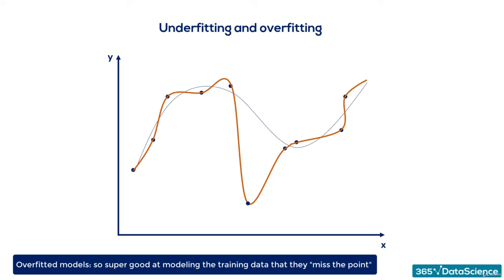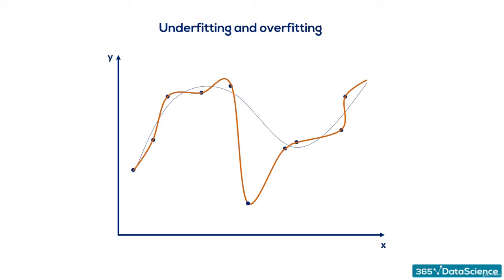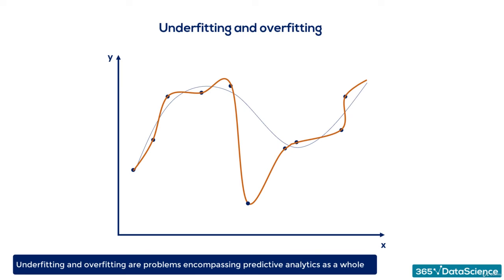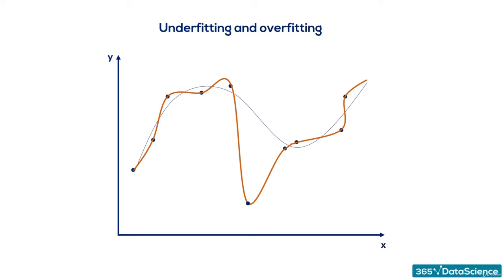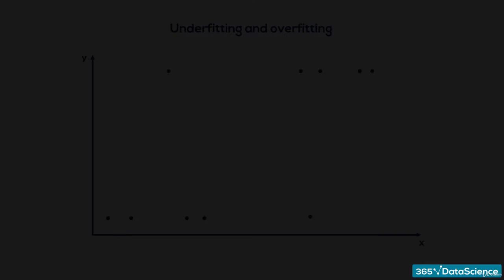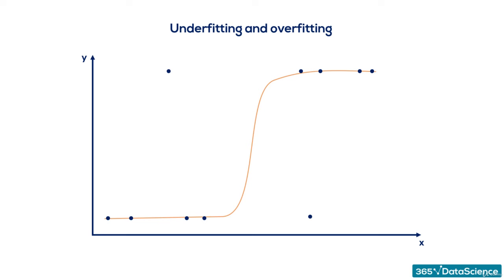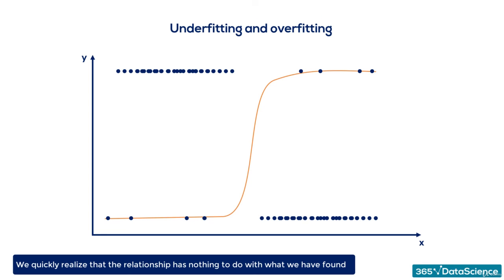Obviously, we went through this concept outside the scope of logistic regression. That's because underfitting and overfitting are problems encompassing predictive analysis as a whole. But since we are in the logistic regression section, we'll explore a logistic regression overfitting problem. Imagine we have this model on a sample of 10 points. Now somebody gives us 100 other observations from the same population. We quickly realize that the relationship has nothing to do with what we had found.